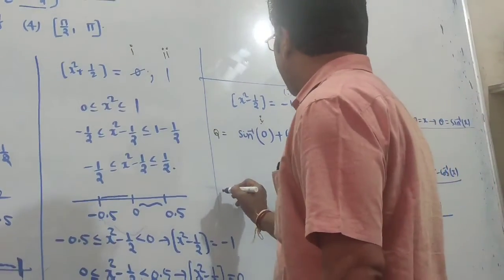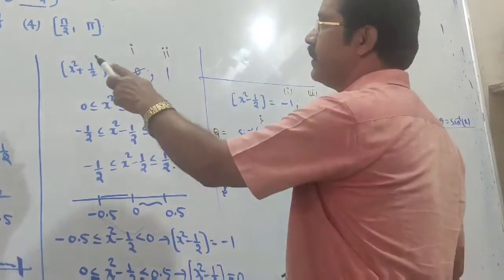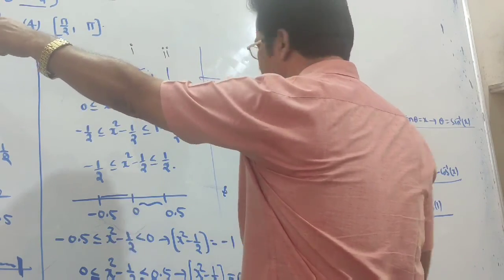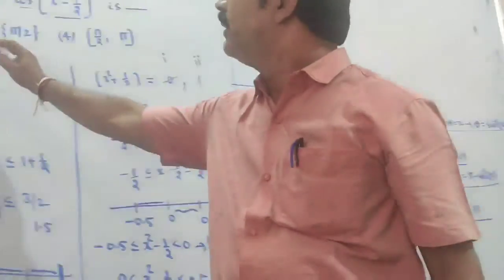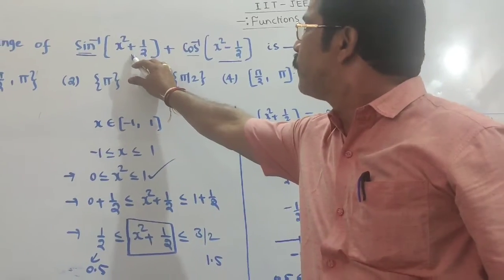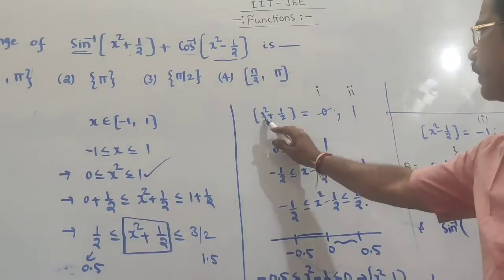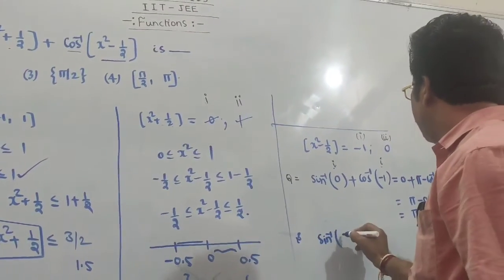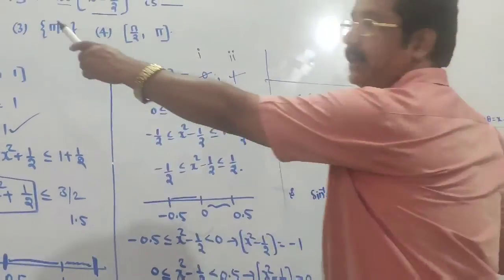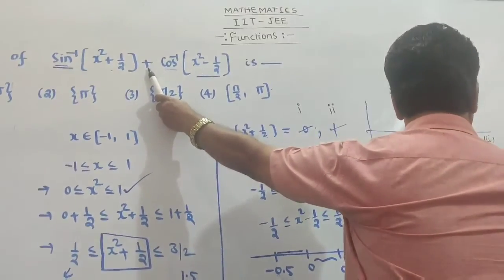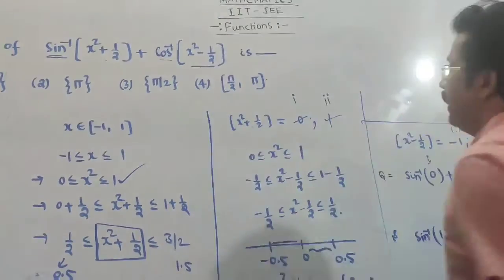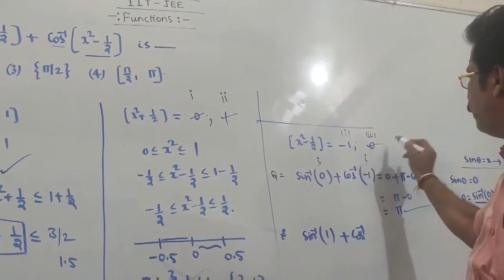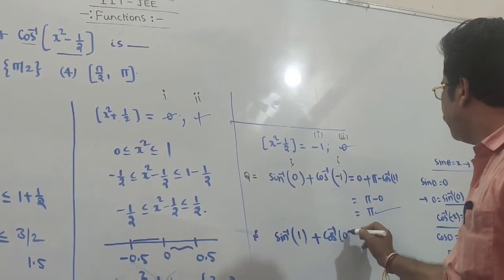Let us consider the second case. Once again, sine inverse of box of x square plus 1 by 2. The first case is over. In the second case, the box value is 1, plus cos inverse of box of x square minus 1 by 2, which in the second case is cos inverse of 0.